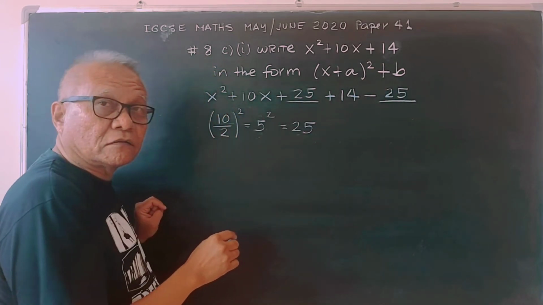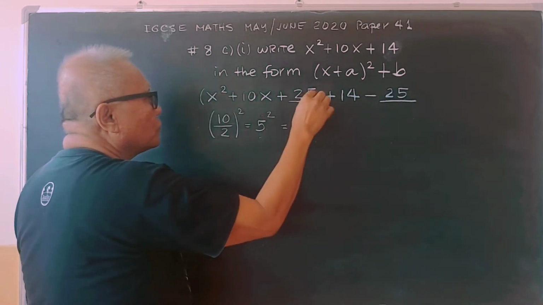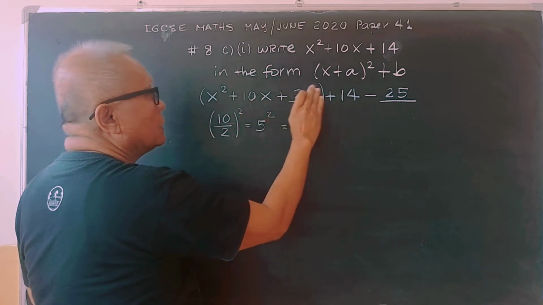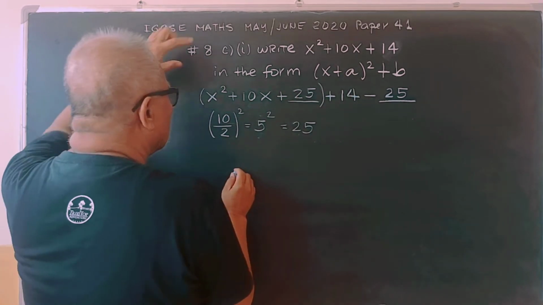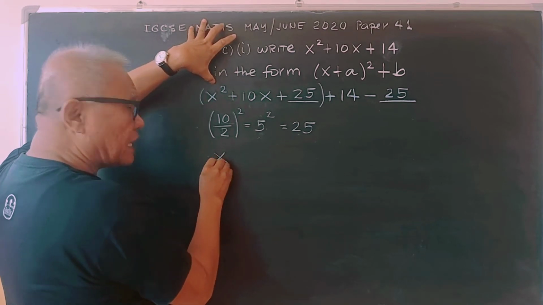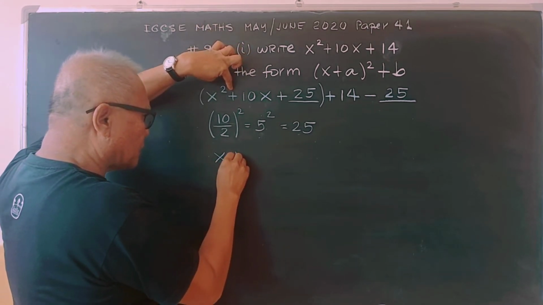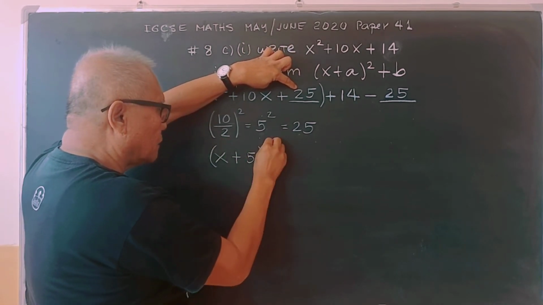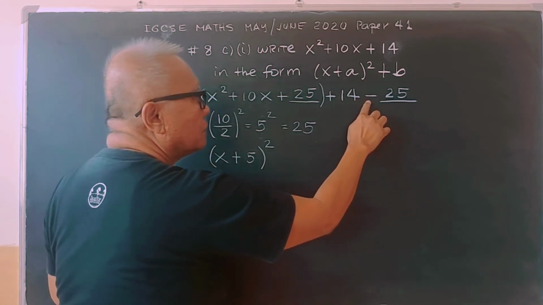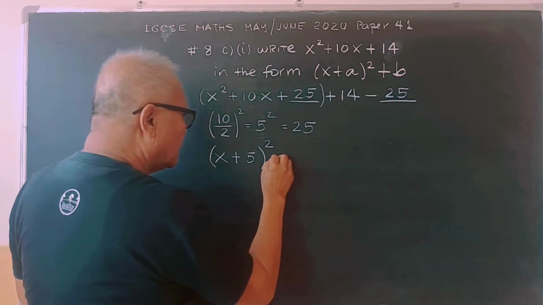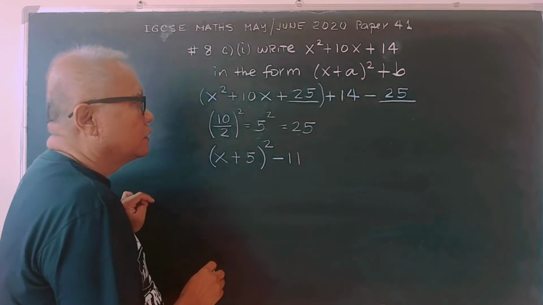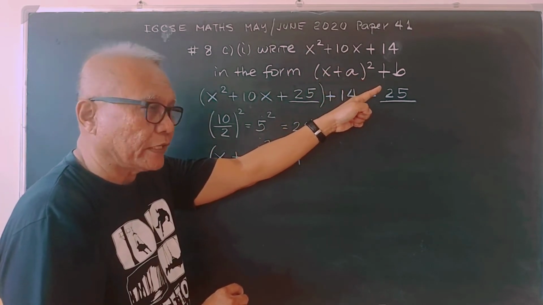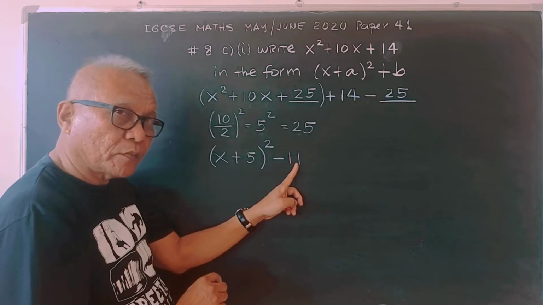So we are really adding 0, and then after that one, we group this one. This one is a perfect square trinomial, and then we factor this one, and we get the square of binomial. The square root of x squared is x, and this one is plus, so this one is plus. The square root of 25 is 5. And then write the squared here, and 14 minus 25 is minus 11. So now this equation is in the form of x plus a squared plus b. This is our a, this is our b.